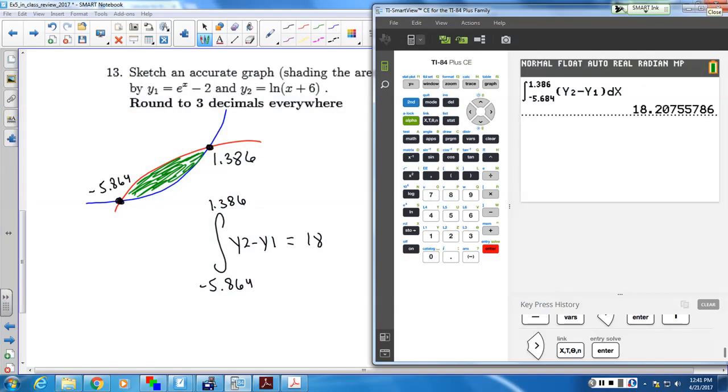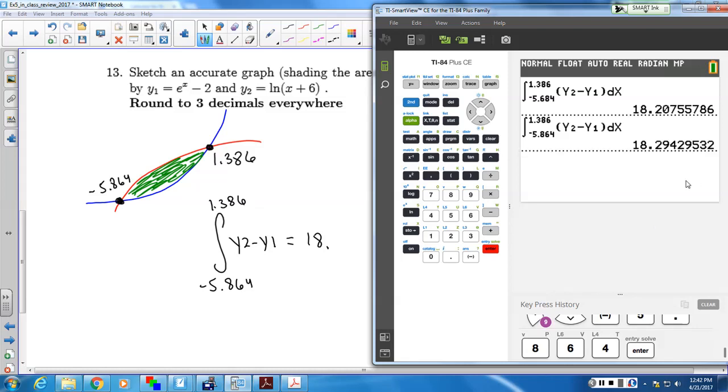And I get 18 point, oh wait, I typed that in wrong. Right there. So I typed in 5.684. I should have typed in 5.864. So I'm going to hit second enter and fix that mistake. Only reason I know that is because I have my answers already written on my paper here. So negative 5.864. There we go. So I get 18.294 as my answer for that one.